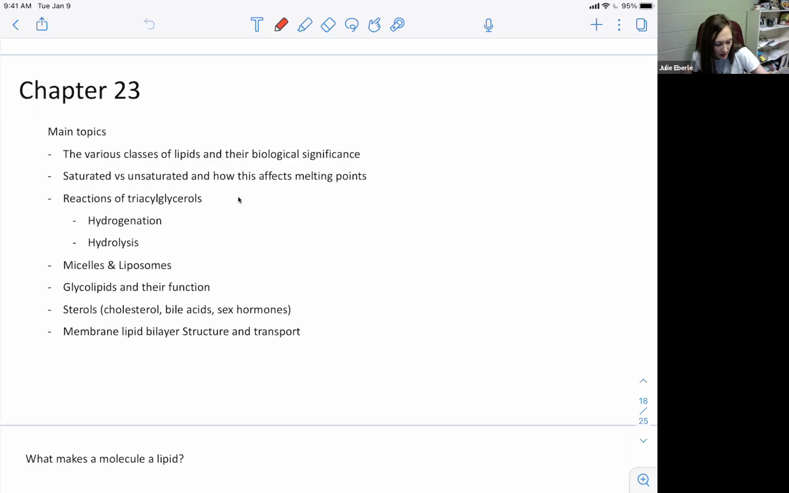Chapter 23, main topics. We talked about the various classes of lipids and their biological significance. There were 7 different classes. Saturated versus unsaturated lipids and how this affects their physical properties like melting points, and why some lipids are oils at room temperature versus solids at room temperature.